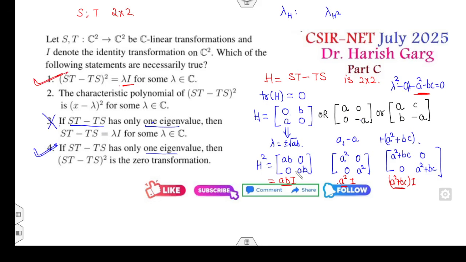And once you can write this matrix, then the characteristic polynomial, because these are only the unique eigenvalues, find ab and ab or only a square, and that means yes, you can write this number is 2. So A, B and D are the right answer of the problem.